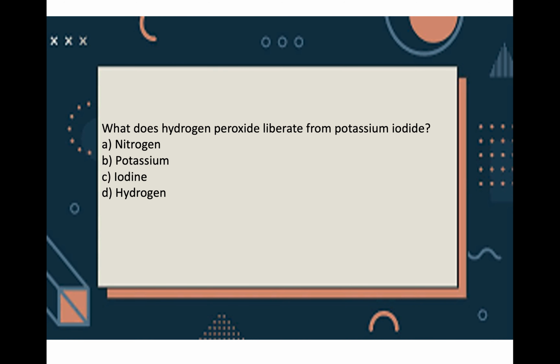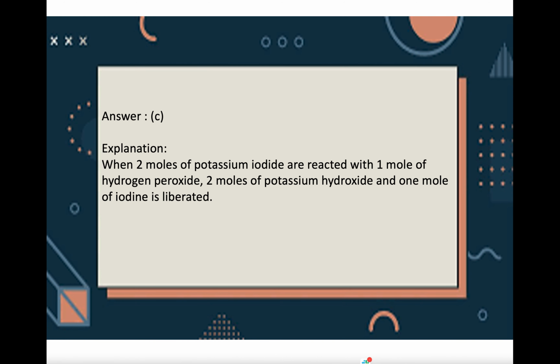So just remember, what does hydrogen peroxide liberate from potassium iodide? Nitrogen, potassium, iodine or hydrogen? It is iodine. Option C is the answer.